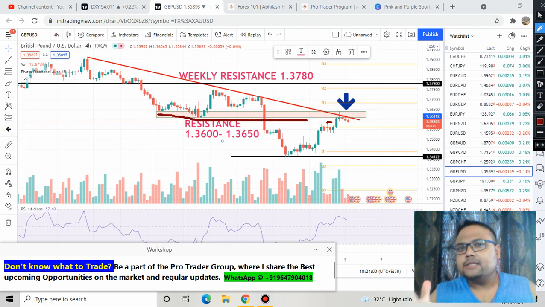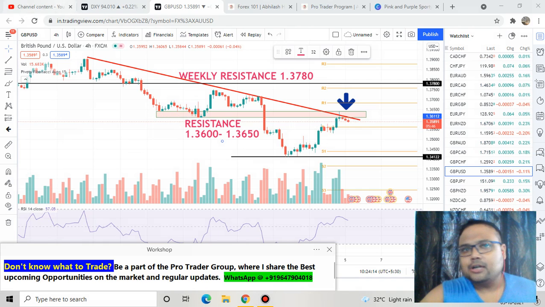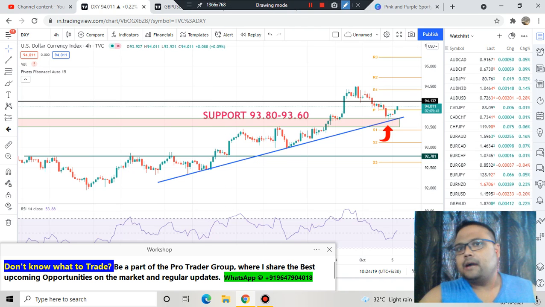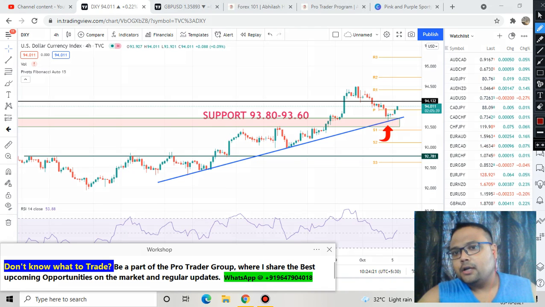To be very honest, the market didn't go down as per my expectation. It looks like the market is in the mood of going up, but due to resistance, it is unable to do so. And if we look at the chart of DXY, the US dollar, then as per our expectation, the dollar did come to the double support here, and yes, it bounced here.